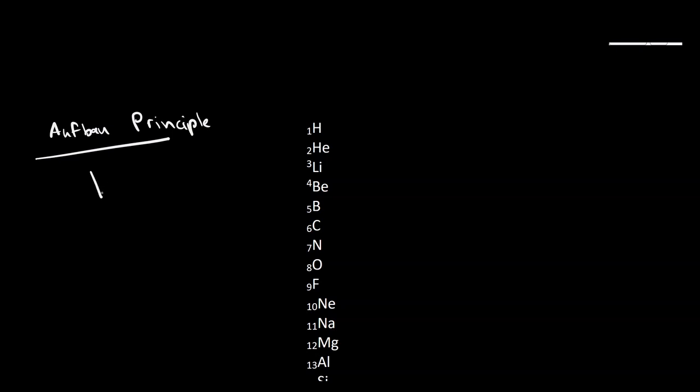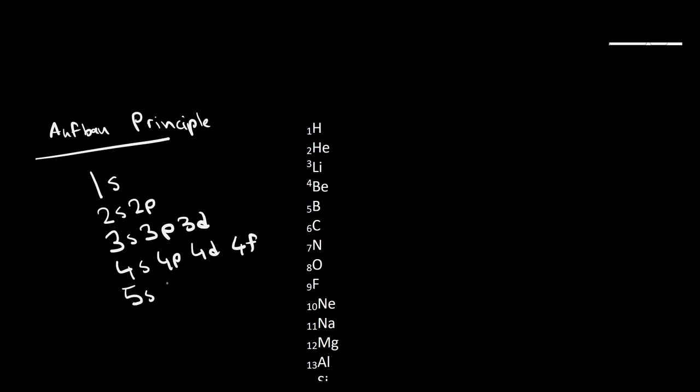So the way it works is like, first we have 1s, because 1 is going to have 1s, then 2 is going to have 2s, 2p, then 3 is going to have 3s, 3p, 3d, 4 is going to have 4s, 4p, 4d, 4f, and 5 is going to have 5s, 5p, 5d, 5f, and so on. Okay? Now, the way this works is that the arrangement actually follows this arrow. So first, you have to start with 1s. Then 2s.